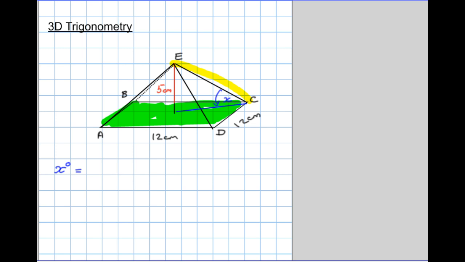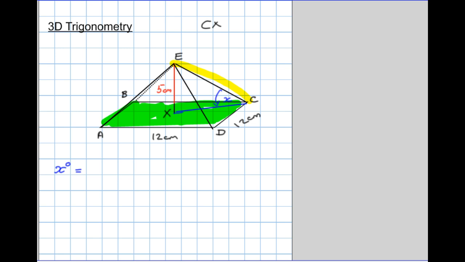Now, how can we find it? Well, I need to know this length here, this length in blue. Now, how do we find it? Well, there's quite a bit to this. I've got to find this length. Oh, hang on. If I call the point directly underneath E X, I've got to find the length CX. Well, how do we find it? Well, I know this length here. How can I find that length there?